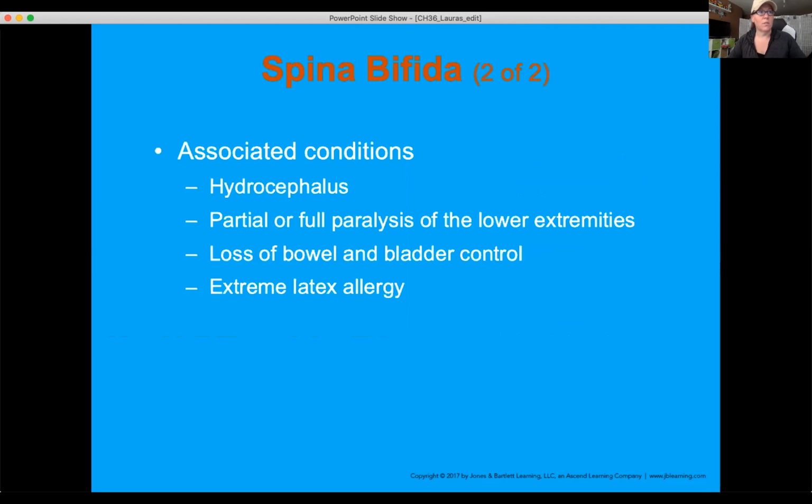We'll talk about shunts in just a minute. The other kind of unique thing about spina bifida patients is that they have this extreme sensitivity to latex. So some of our older birthing kits have latex gloves in them. The sterile gloves are still latex. And I say throw them away and make sure you replace them with nitrile sterile gloves.